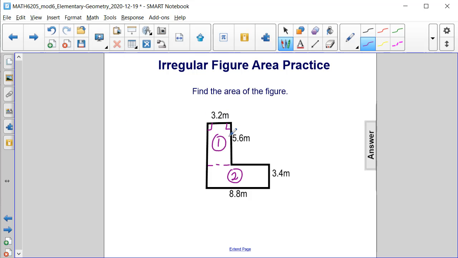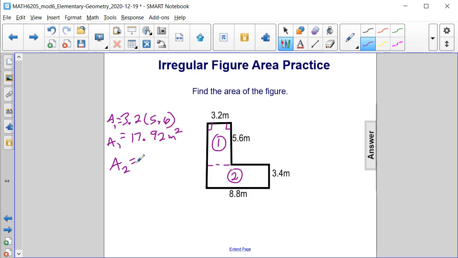And if we were to calculate the area of both of these and add them up, we would get the area of the figure that we have. So we have 3.2 meters and 5.6 meters as the length and width of rectangle 1. So if we multiply them together, we will get 17 and 92 hundredths of a square meter. So that's area 1.